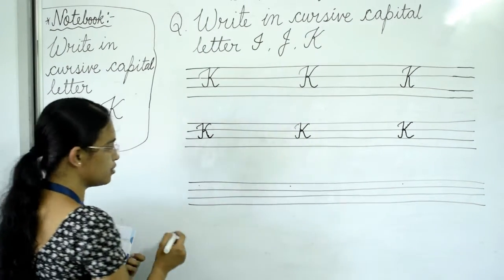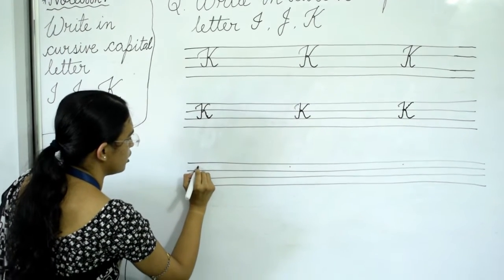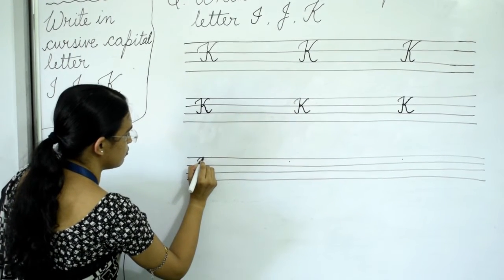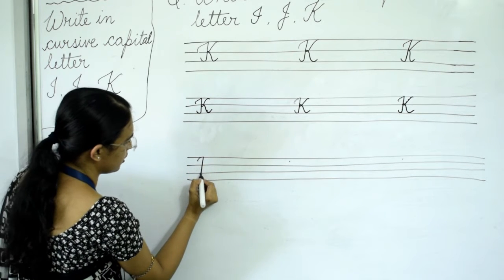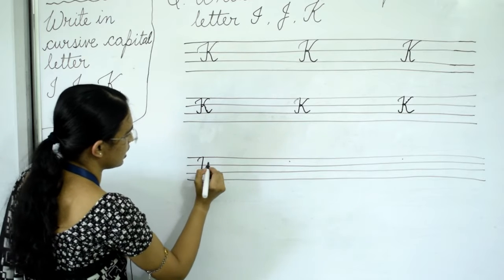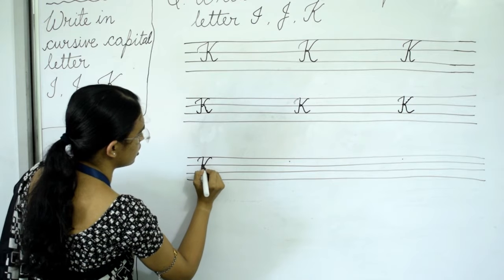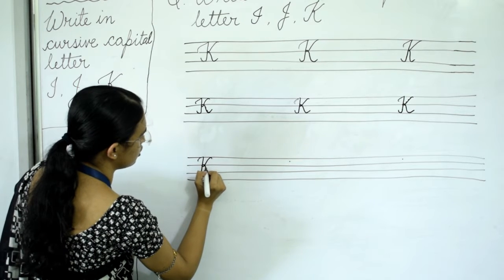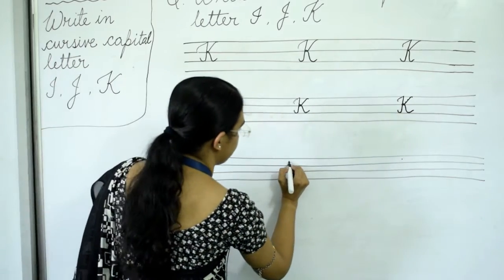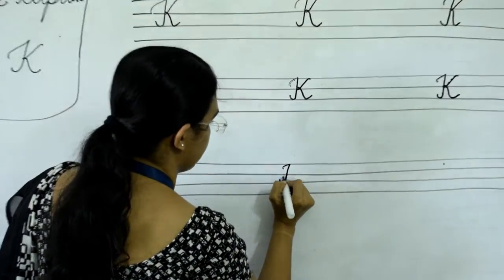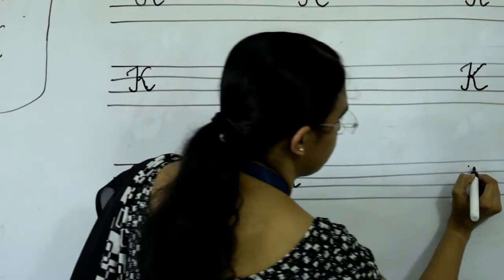Now in this line we have to write it by ourselves. So from here you have to start like this. First draw a curved line, then a straight line up to this third line, okay? Then make a curved line like this. Then you have to draw another curved line from here to here, then from here down like this. This is cursive capital letter K.